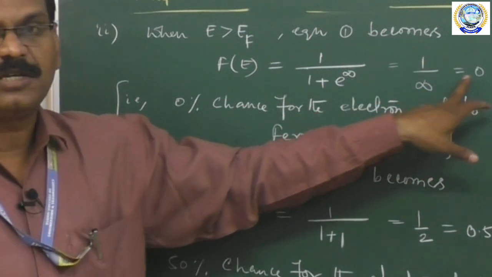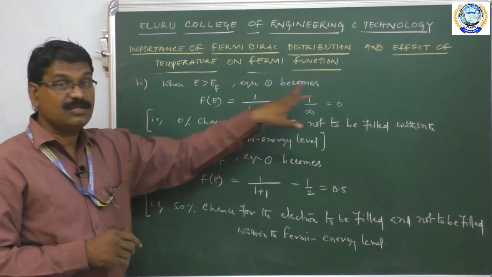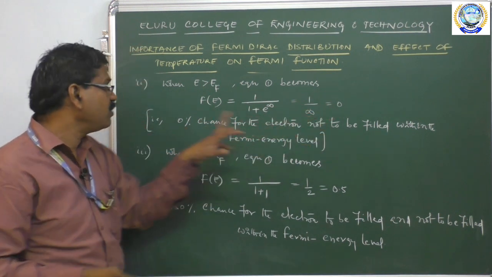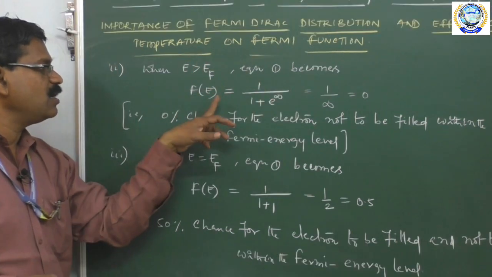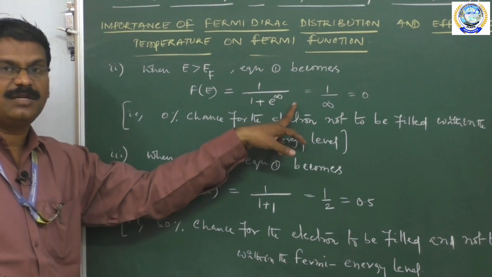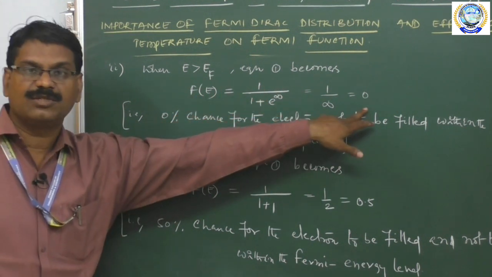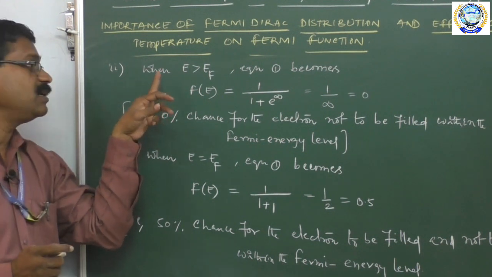Therefore 1 by infinity is equal to how much? 0. So in the previous case we got f of E is equal to 1, that is E less than EF. But in the second case, as E greater than EF, equation 1 is becoming that f of E is equal to 1 by 1 plus e power infinity. That means my Fermi energy level is carrying how much? 0.